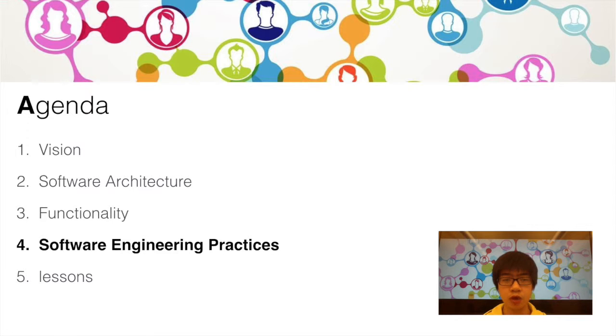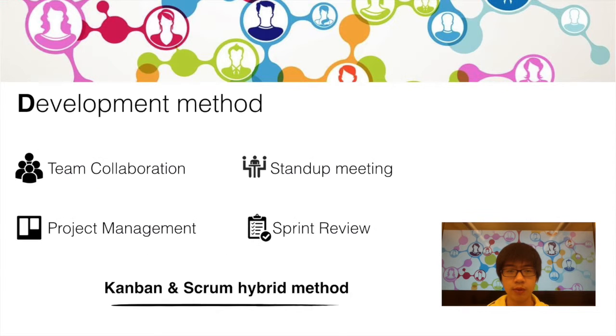Hello, I'm Xiaotao Jin. I will introduce the software engineering practices that we applied for the project. For the process method, we combine Kanban and Scrum. This hybrid method helped us increase visibility and adaptability and reduce the risks of our project. For each iteration, we follow the method from values to principles to practices. I will highlight the 4 aspects that worked well for our team.